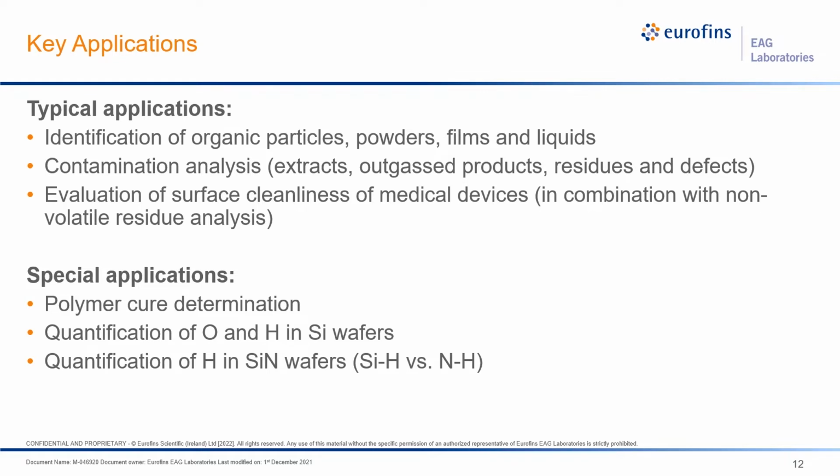So these are the typical applications, looking at unknowns, looking at changes in the molecular structure due to process. But there are some special applications. For example, polymer cure, a niche FTIR application that can be very useful, and we'll talk about that later in the presentation. In addition, quantification of oxygen and hydrogen in silicon wafers can be done with FTIR, as well as quantification of hydrogen in the form of SiH or NH in silicon nitride wafers.